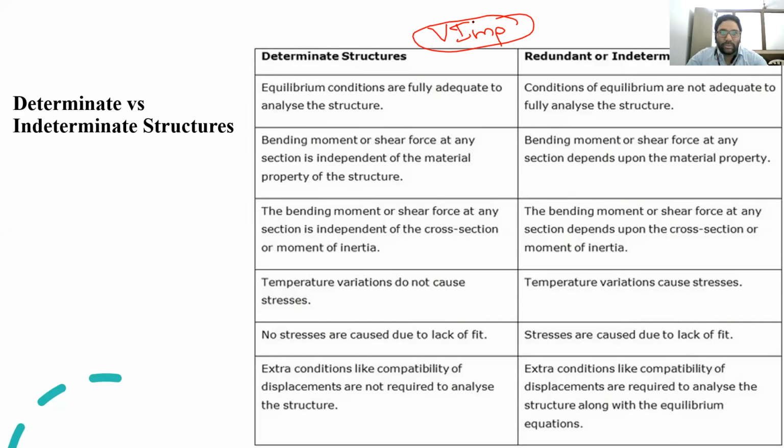So the first part: what are the differences between determinate and indeterminate structures? Slowly, one by one, I will explain conceptually. The first thing we have already seen: what are the equilibrium conditions? Sigma Fx is equal to 0, sigma Fy is equal to 0, sigma Mz is equal to 0. These are the three known equations of equilibrium. If we can solve it using these three, then it is determinate. If we cannot solve, then it is indeterminate.